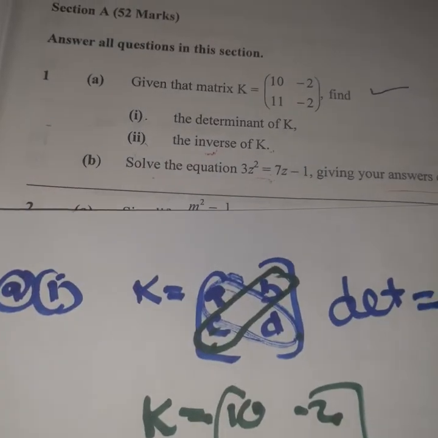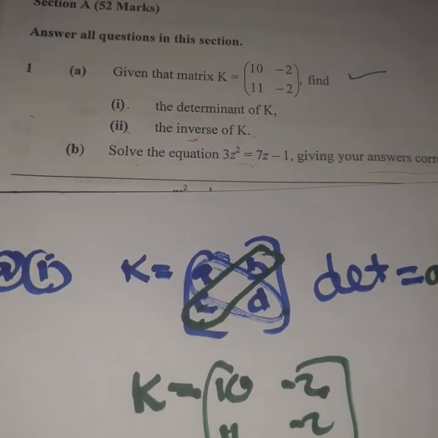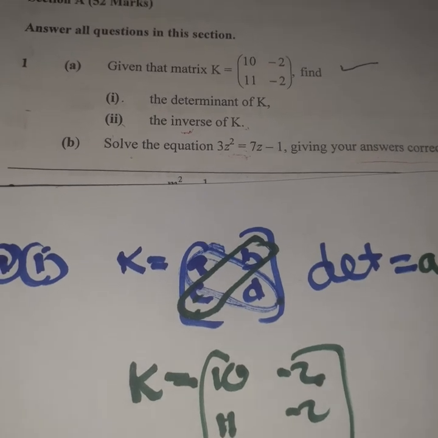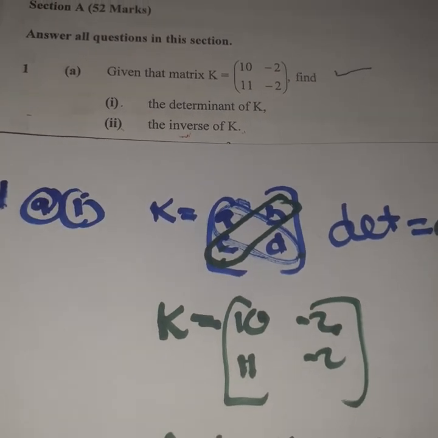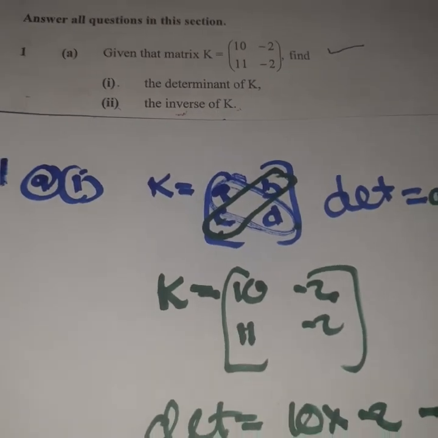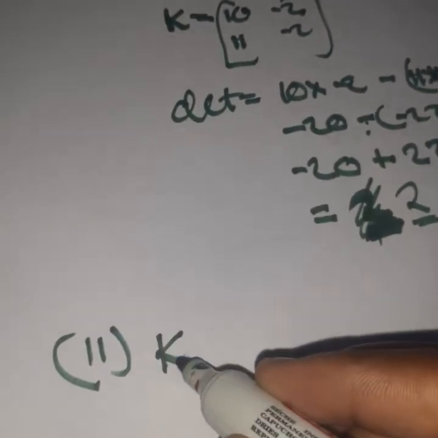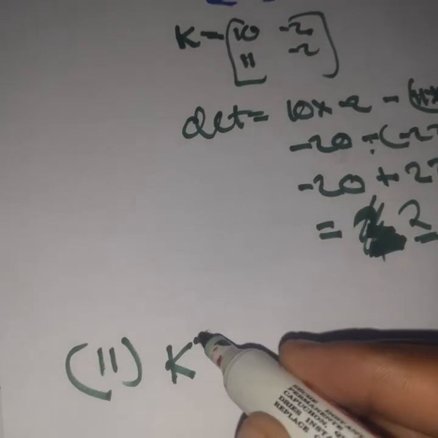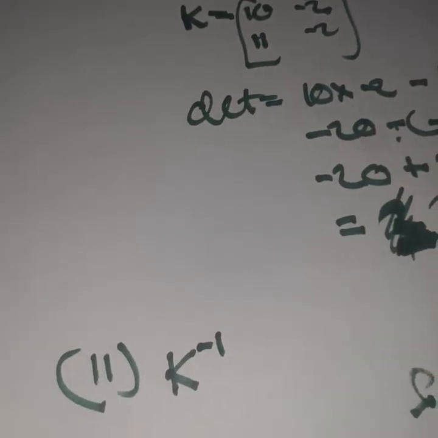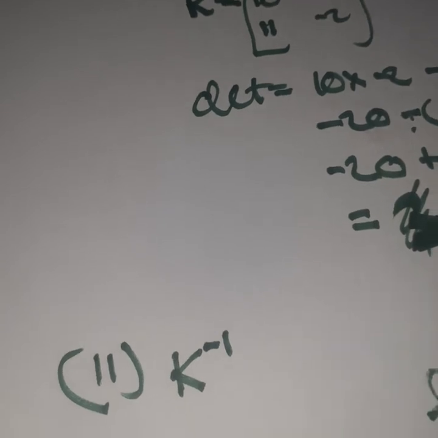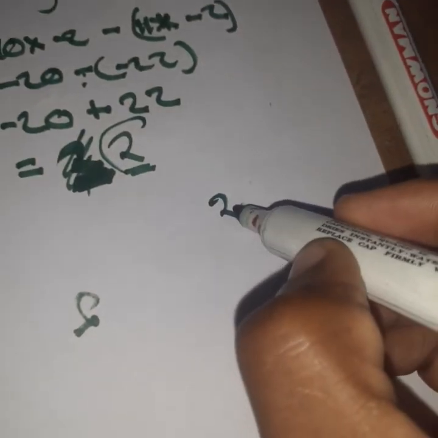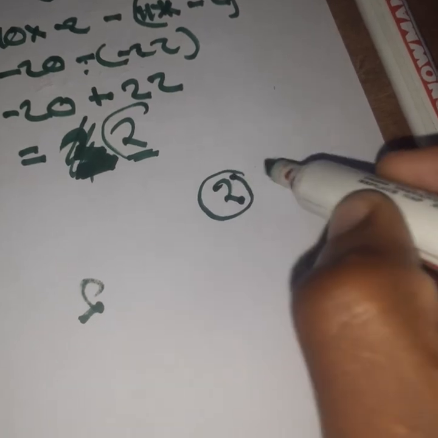Now if you go to question Roman numeral 2, it's saying we find the inverse of matrix K. So what is the inverse of matrix K? How do we find the inverse? The inverse is written as the letter representing the matrix K with a power of negative 1. To find the inverse, we use the determinant. We first find the reciprocal of the determinant. The determinant we found is 2, and the reciprocal of 2 is 1 over 2.